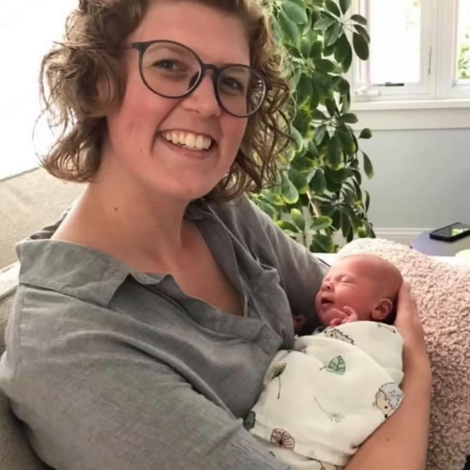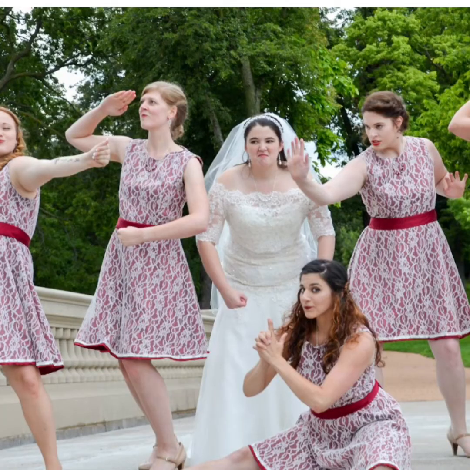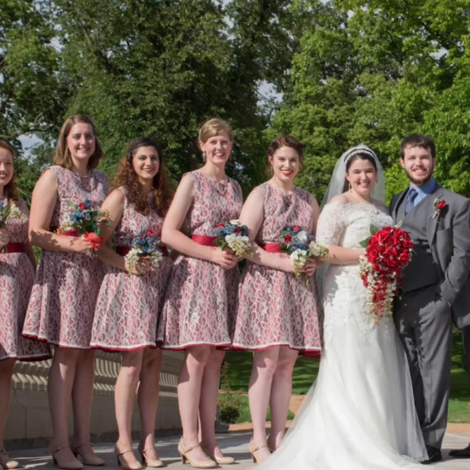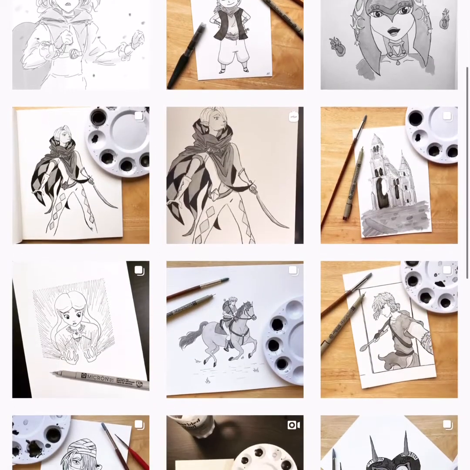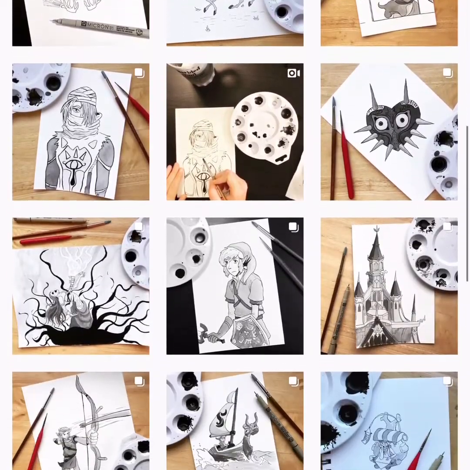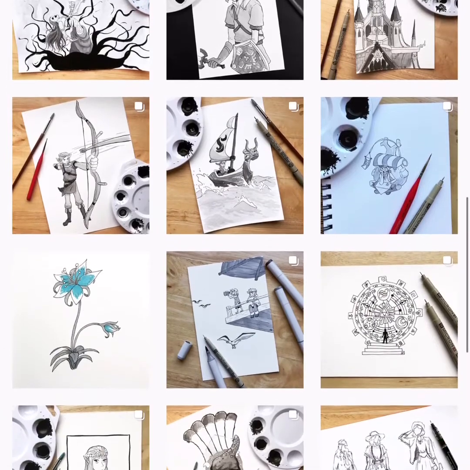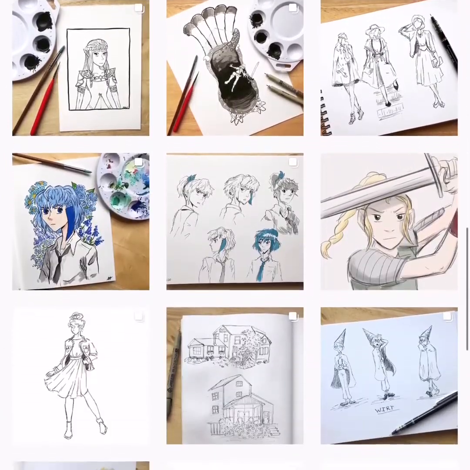This is Kelly Anderson, with her little niece. We go way back, and we're even in a wedding together. She is an amazing illustrator. Here are some things from her Instagram. It's Linktober, so a lot of this is Zelda themed, but you get the picture.